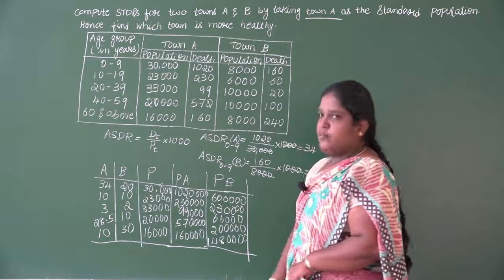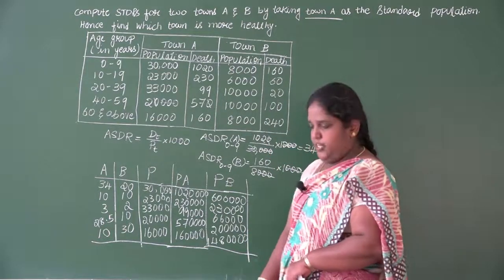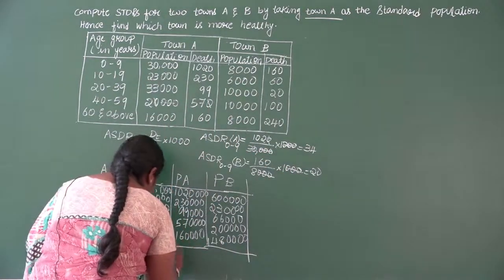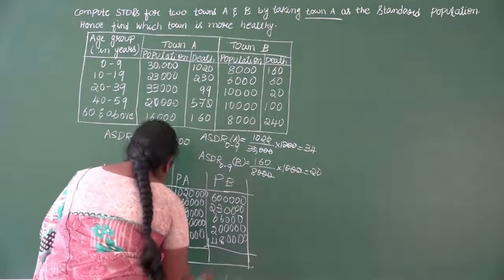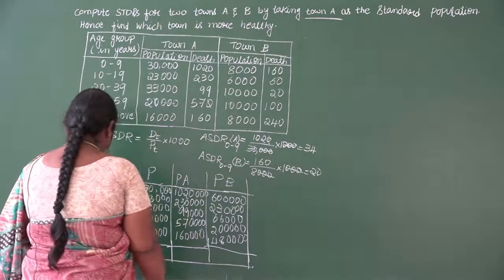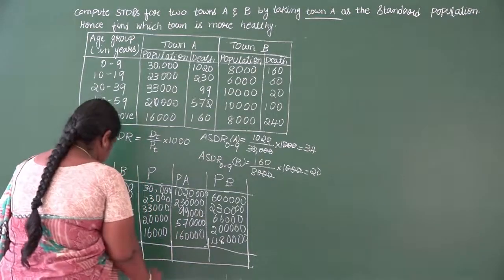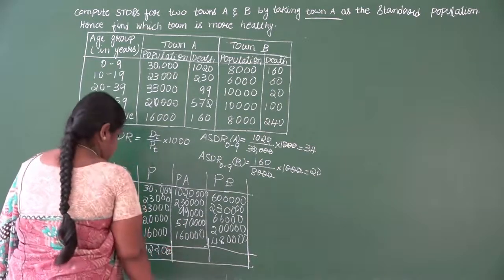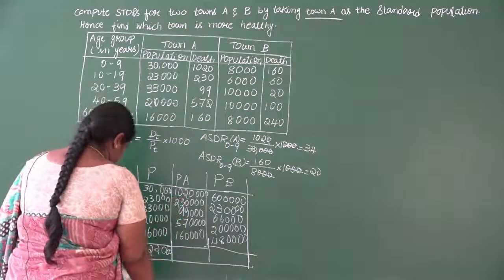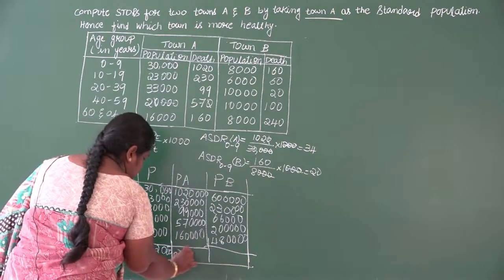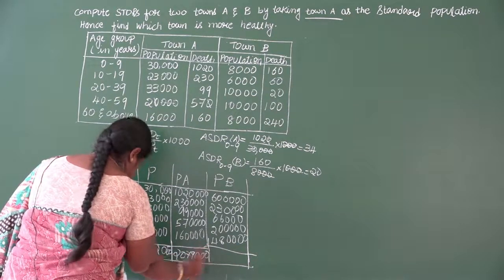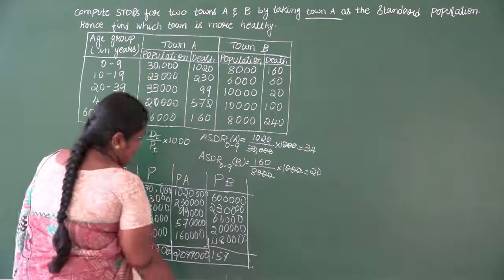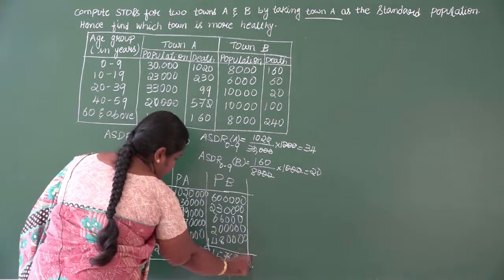You have to do the total of P, then PA and PB. So add all the values. P will be 30,000 plus 23,000 plus 33,000 plus 20,000 plus 16,000. It is 1,22,000. Next, if you add the PA values, you will get 2079 and 3 zeros. And PB is 1576 and 3 zeros.